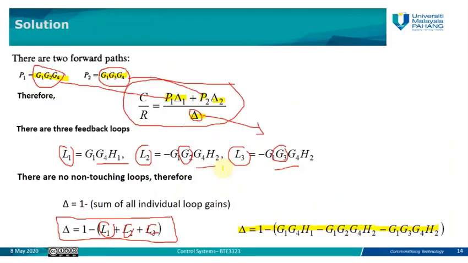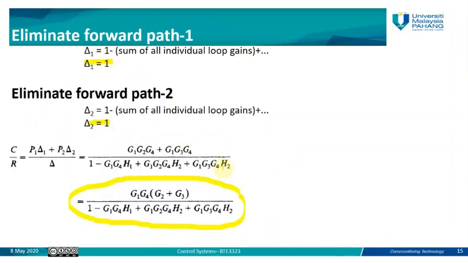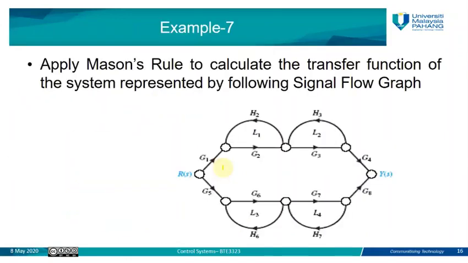In order to know how to find the non-touching loops and how to include them in our formula of Mason's rule, we have another example here. This example will show you how to find non-touching loops taken two at a time. There is also another example in the slide, which you can refer to, for three non-touching loops at a time.